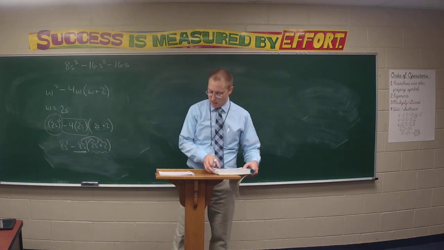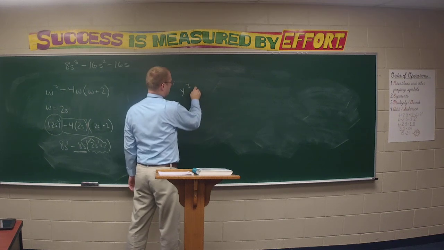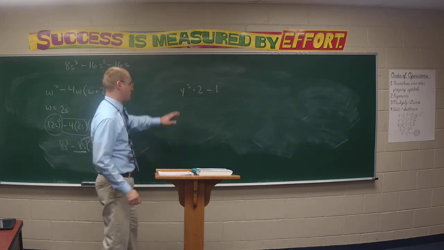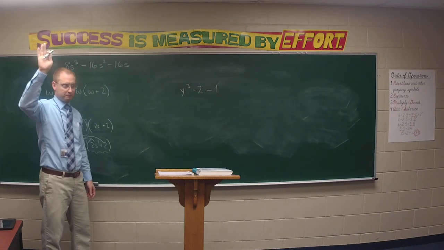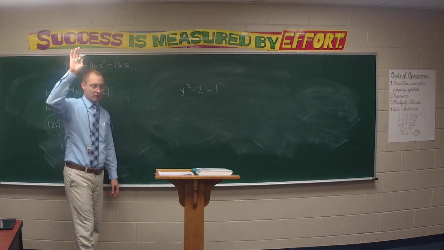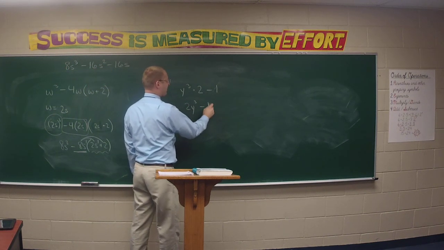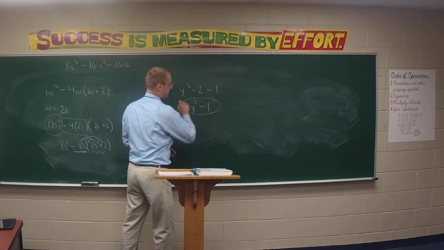Turn over to page 8. Let's look at 73. We're given the expression y cubed times 2 minus 1. By the way, this is not the best way to write the expression. Volunteer, what's the best way to write that expression? 2y cubed minus 1. Yeah, I don't like the raised dot. Numbers should come first anyway. 2y cubed minus 1. So this is really what I'm going to work with.